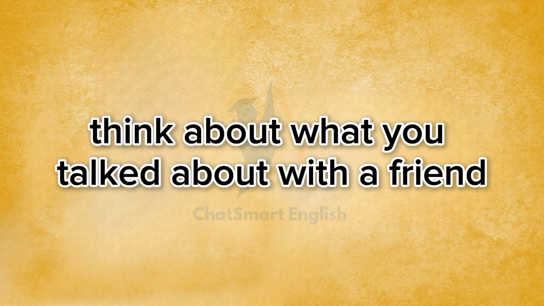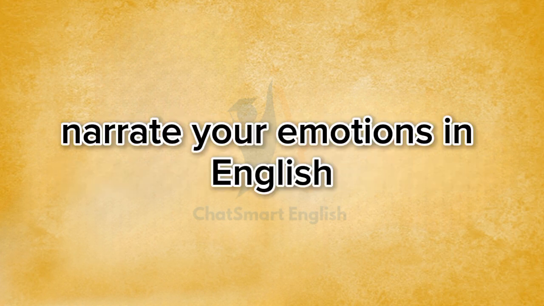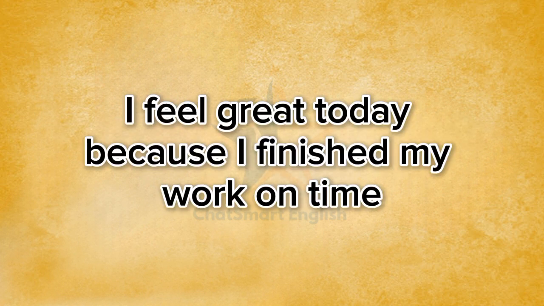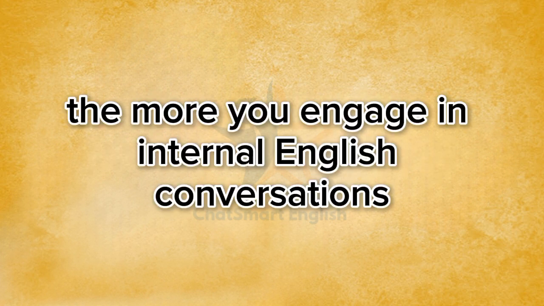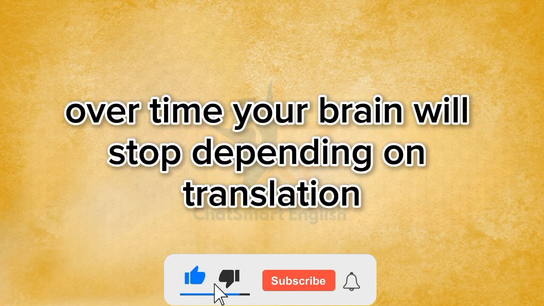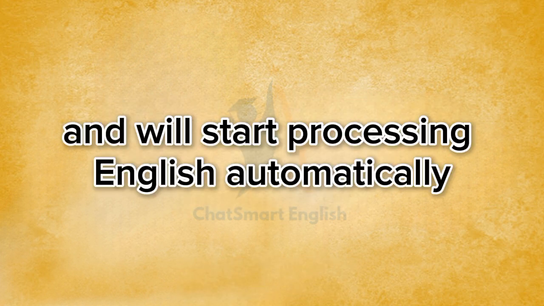Think about what you talked about with a friend and try to say it in English. Narrate your emotions in English. If you're happy, say, I feel great today because I finished my work on time. The more you engage in internal English conversations, the more natural it becomes. Over time, your brain will stop depending on translation and will start processing English automatically.